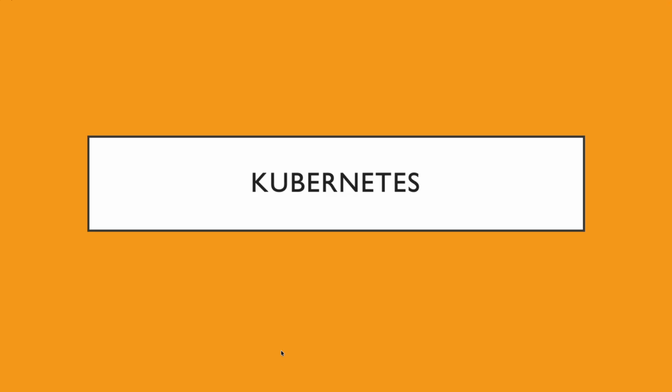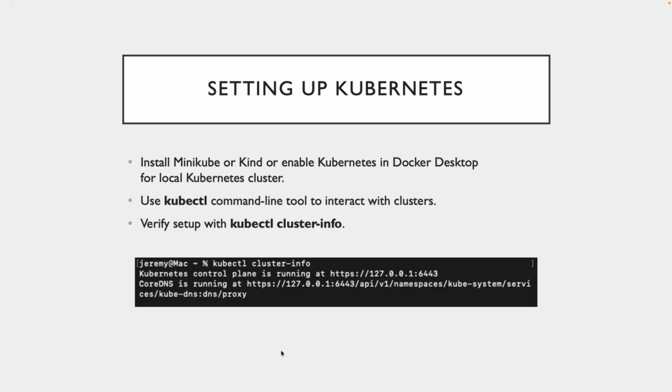And next up, Kubernetes. To set up Kubernetes, we can install Minikube or Kind, or simply enable Kubernetes in Docker Desktop for a local Kubernetes cluster. Normally we use the kubectl command line tool to interact with the cluster. And we can verify our setup of Kubernetes with kubectl cluster-info.